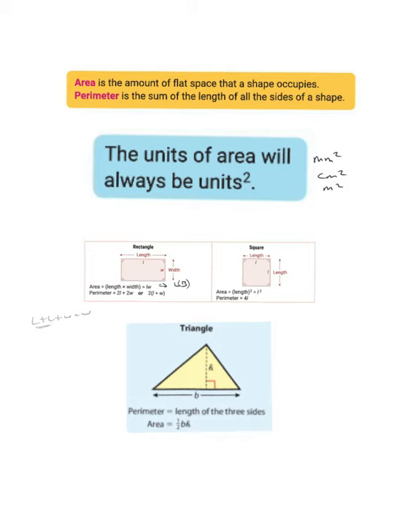So how many L's do I have? 2L, plus how many W's? 2W's. So that's where they get the formula 2L plus 2W. Or you could just factor out the 2 and write it as 2 times (L plus W).